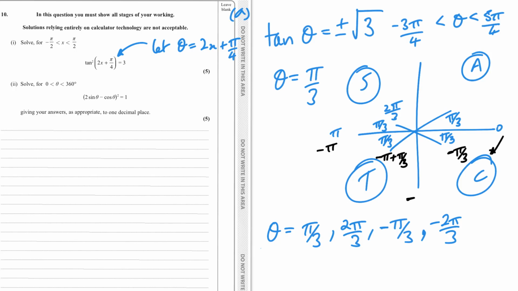So those are my values of theta, but don't forget that theta was equal to 2x plus pi by 4. So what I need to do is take pi by 4 away from each of these values, and then I need to divide it by 2.